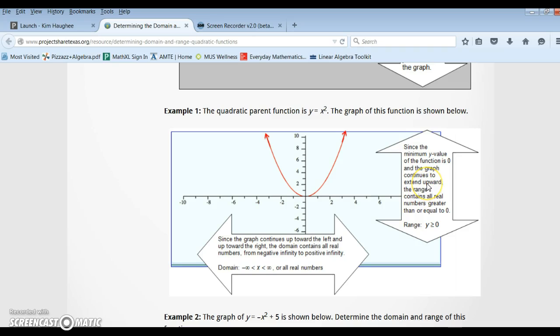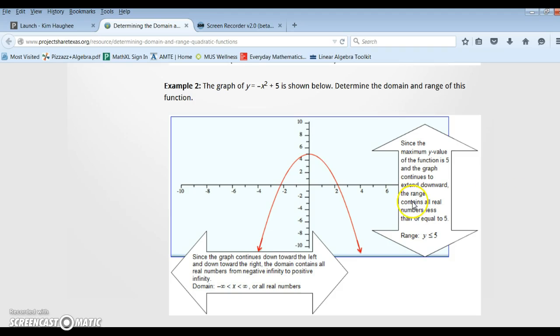Now, going over to the range, for the range, we look at the lowest first. And the lowest on the y-axis is that it comes down to 0. And then it goes up forever to infinity, and we can determine that because once again on these arrows it shows it's going up. So our range is from 0 to infinity, and we can write that as y is greater than or equal to 0.